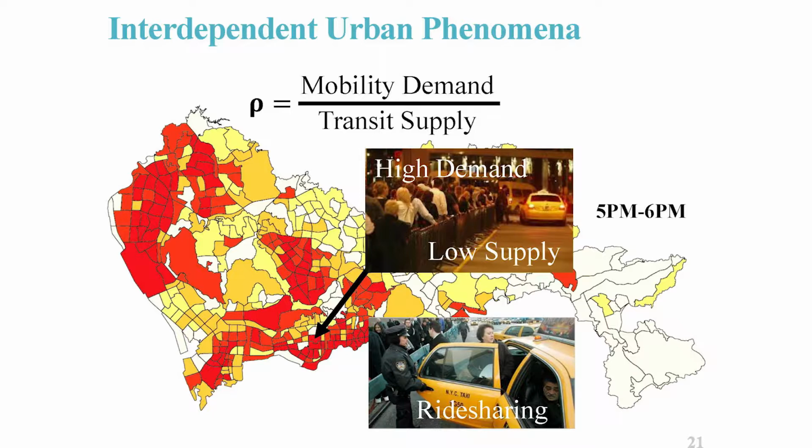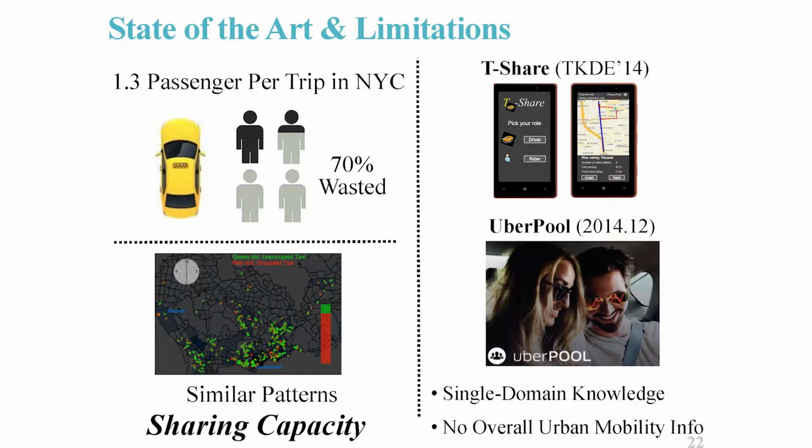Based on our data, we analyzed the ridership issue in different cities. For example, in New York City, on average there's only 1.3 passengers per trip, which indicates that if we use a sedan, 70% of the capacity is going to be wasted. And we also find similar travel patterns: a lot of people travel from a similar origin to a similar destination during a similar time.